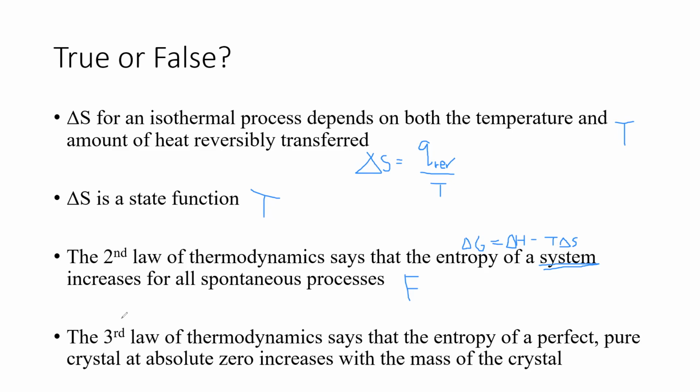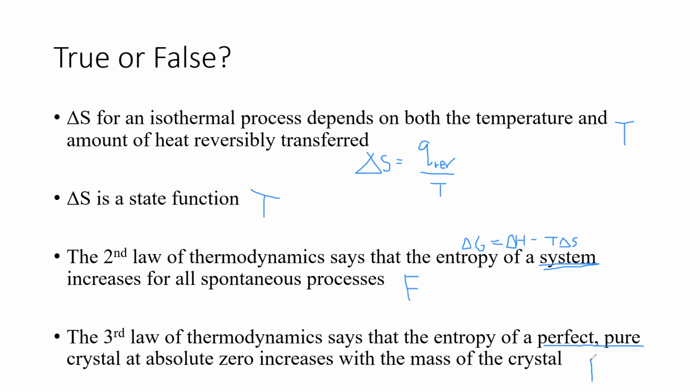And then with the final one, the third law of thermodynamics says that the entropy of a perfect pure crystal at absolute zero increases with the mass of the crystal. And again, this one's going to be a little bit tricky in terms of what we need to focus on in terms of the wording. But since it says perfect pure crystal, we're going to have those atoms or molecules perfectly aligned, perfectly arranged. And in that case, since it's going to be at absolute zero, we're not going to have any translational movement. We're not going to have any vibrational or rotational movement as well. So we're going to see that the entropy of that crystal is going to be zero, regardless of the mass.